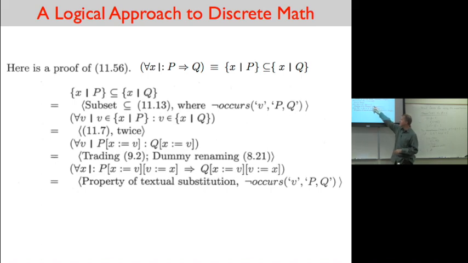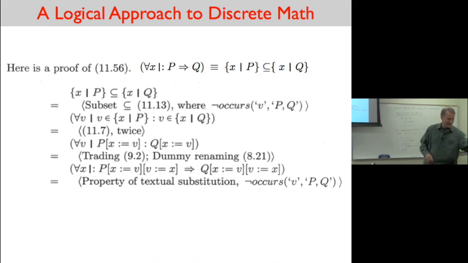This subset, look at the proviso on subset 11.13, where not V occurs. There is no proviso on subset. So we did 11.13. There's the same proviso we had. It's the same proviso that we did with the homework the other day. But look, there's no proviso on the axiom. Subset 11.13. No proviso. There's no proviso.